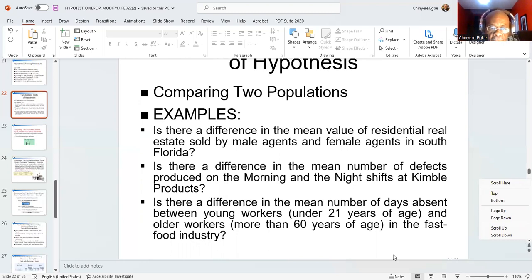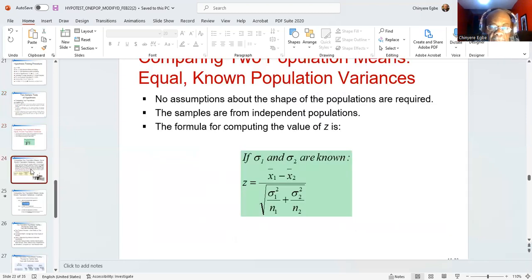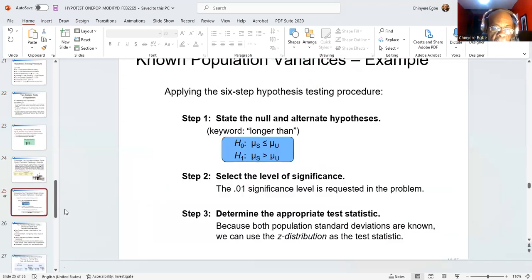Is there a mean difference between the number of days absent between young workers and older workers in the fast food industry? The young workers feel like they want to prove themselves, and so they work very hard. Or maybe they are more irresponsible, and so sometimes they don't come to work because they don't have to pay all those bills.